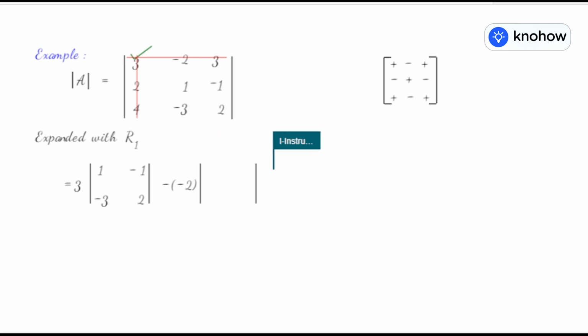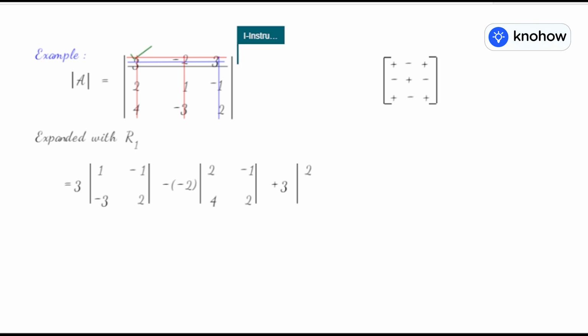Now delete the row and column through minus 2. So what is the rest of the determinant? The rest of the determinant is 2, minus 1, 4, 2. And then the third element with plus sign, that is plus 3 times, delete the row and column now through 3. So then you are left with 2, 1, 4, minus 3.